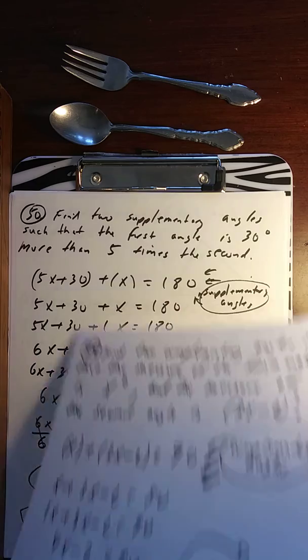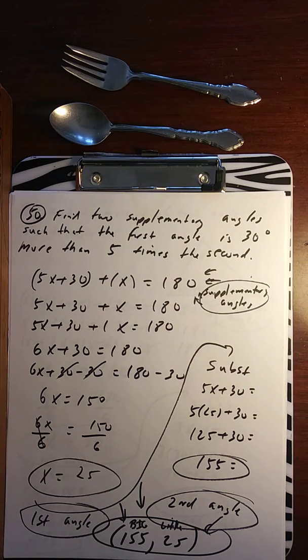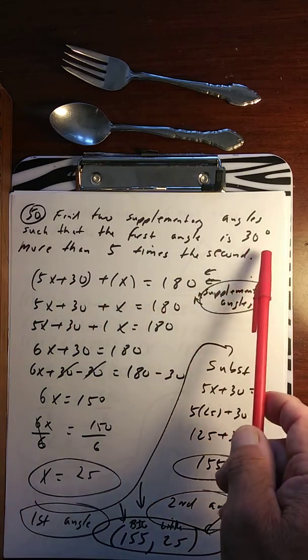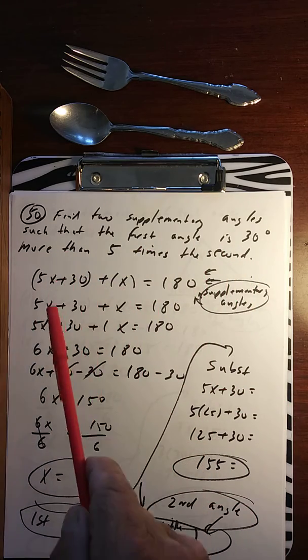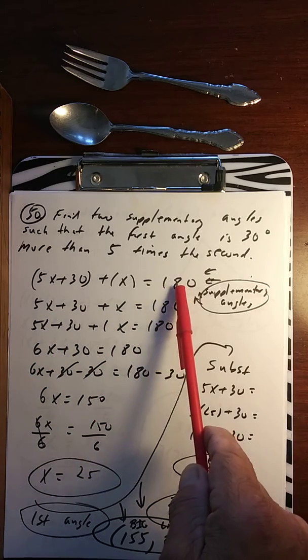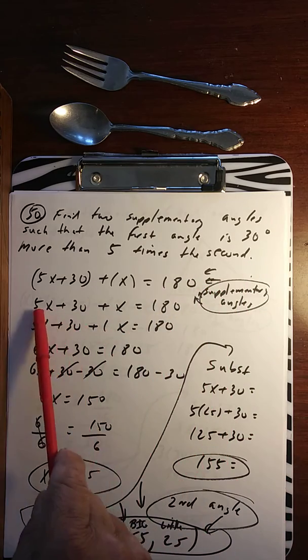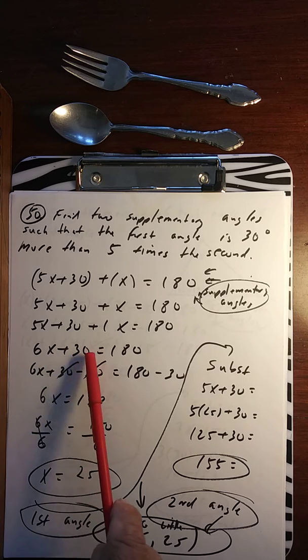Find two supplementary angles. It says that the first angle is 30 degrees more than 5 times the second. There's the first one, x, and this one's 5 times x plus 30. So 5x plus 30 plus x is 180. That's supplementary. So now we have 1x plus 5x, 6x plus 30 equals 180.